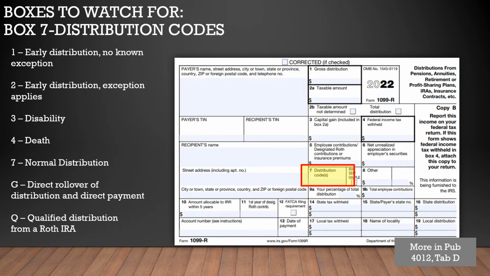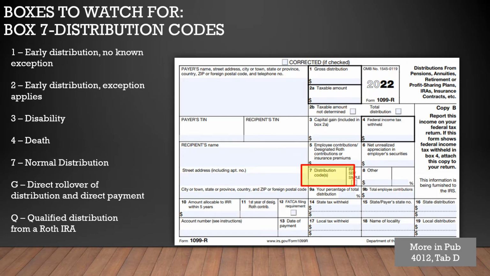Another really important box to watch for on our Form 1099-R is box 7. In fact, it's so important that there's data validation in TaxSlayer that won't let you submit your entries from Form 1099-R until there is a value in this box. The reason why is these are distribution codes, and they tell us a lot about what happened and what are the circumstances around the amount being reported in box 1, the gross distribution.